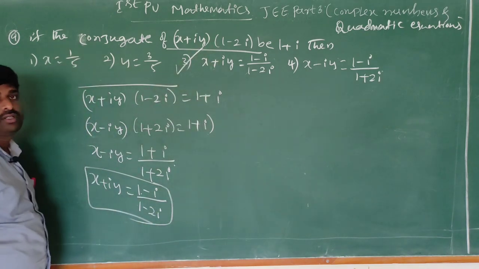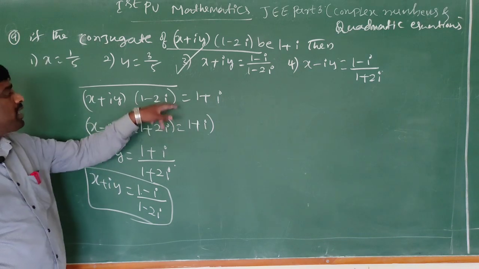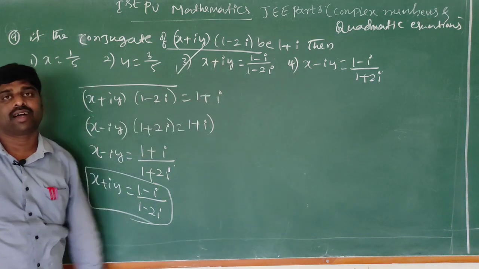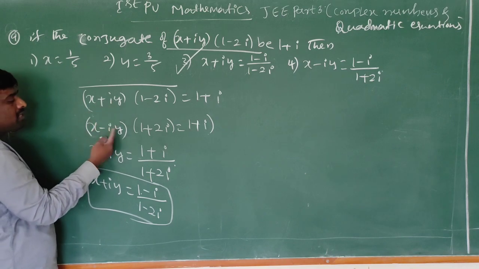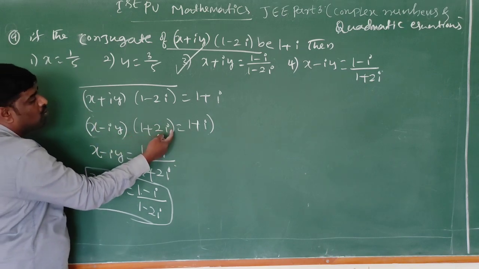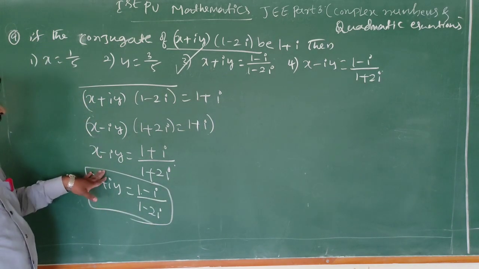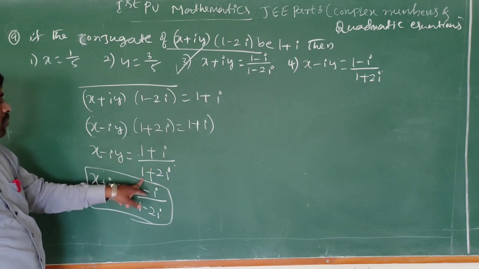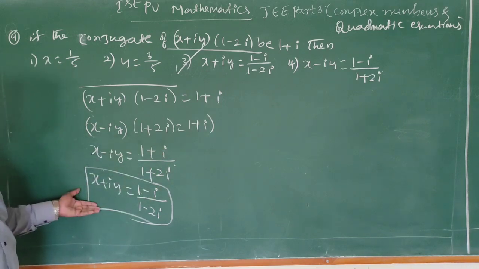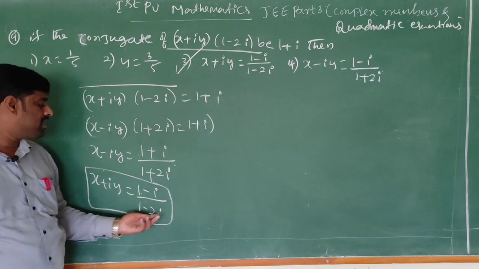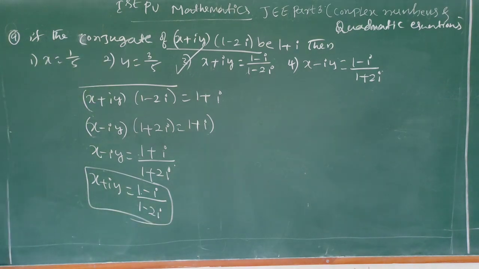Third option. X plus iy into 1 minus 2i, conjugate is 1 plus i. Its conjugate is what? X minus iy into 1 plus 2i is equal to 1 plus i. Now x minus iy is 1 plus i divided by 1 plus 2i, and its conjugate is 1 minus i divided by 1 minus 2i. Okay, that means third option. Next question.